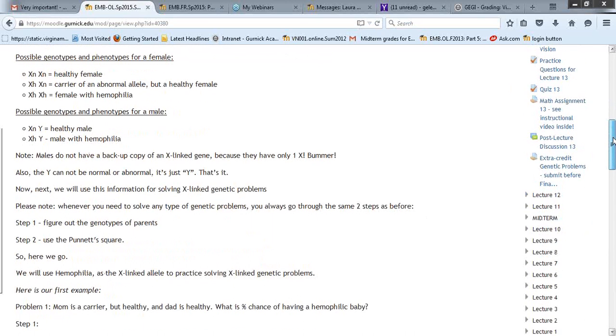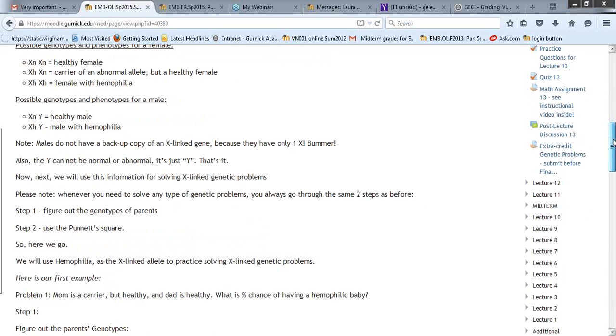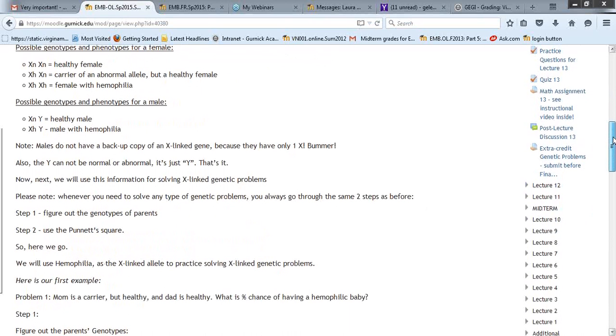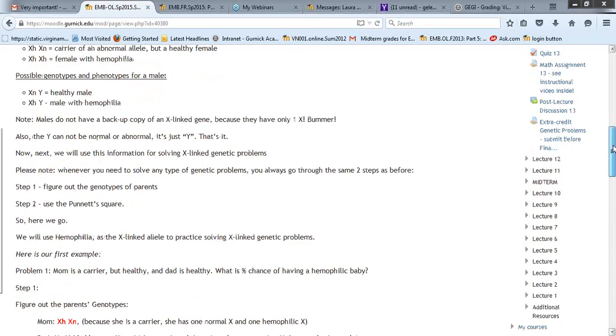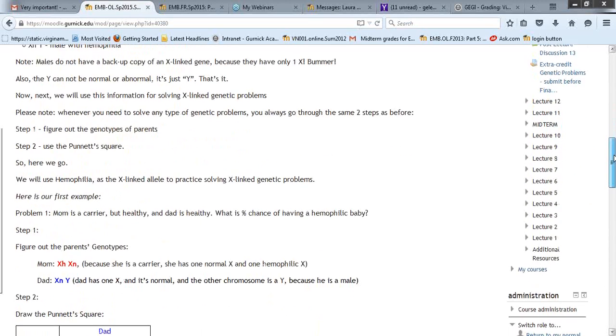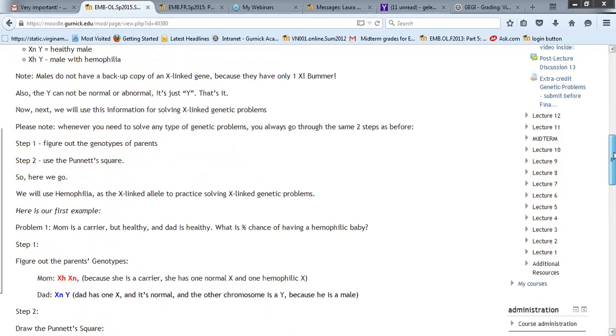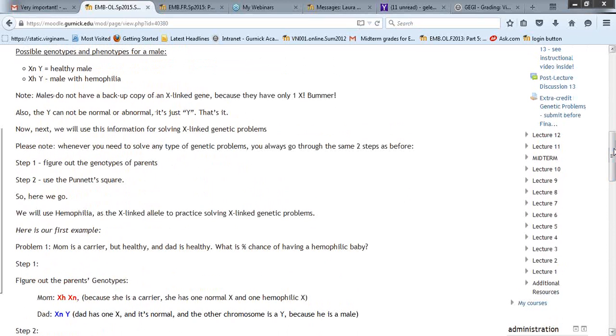All right. So again, when we're solving X-linked genetic problems, same steps. Step number 1, we have to figure out the genotypes of the parents. Step number 2, we're going to do the Punnett square. And step number 3, we have to interpret the results. Okay, so let's take a look at one of these problems and practice solving them.